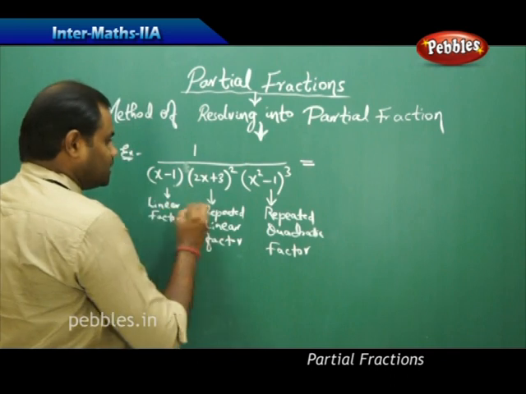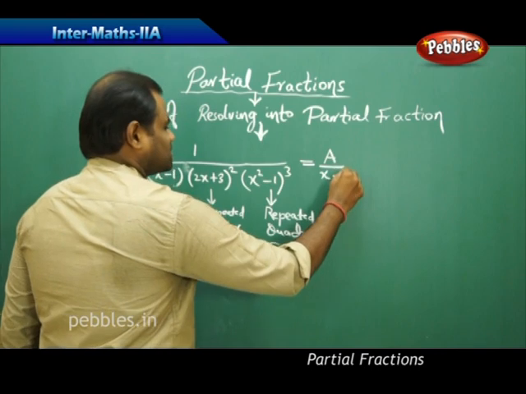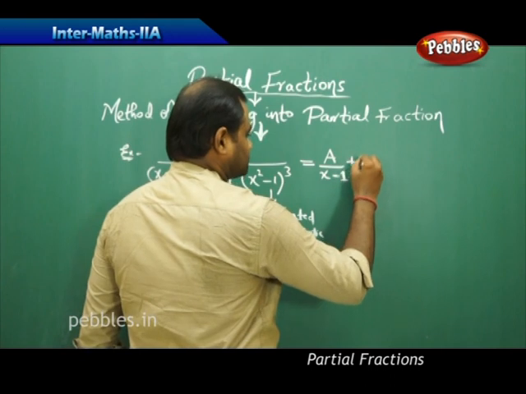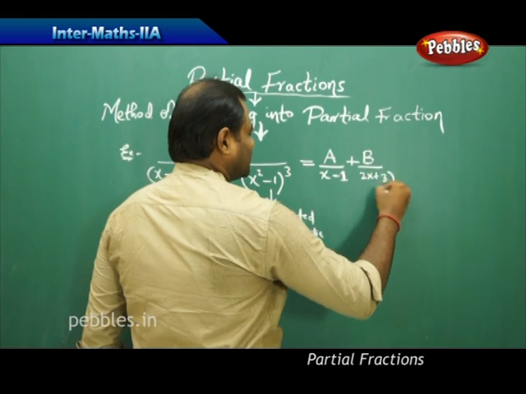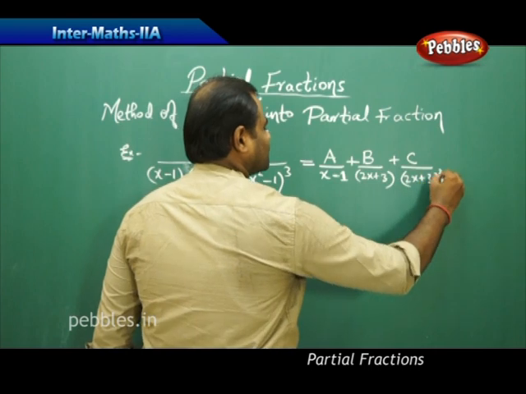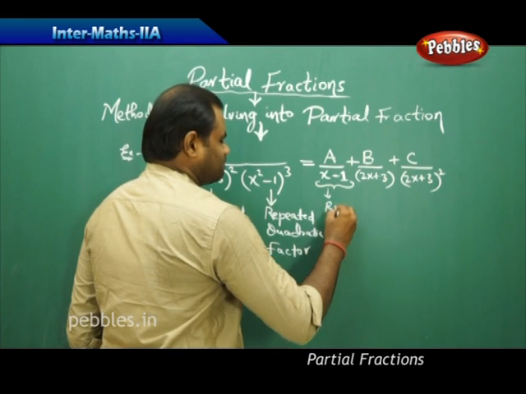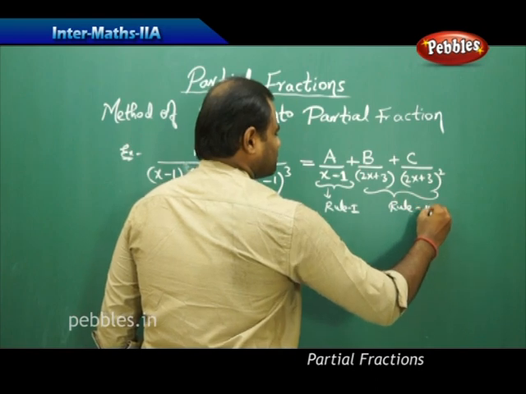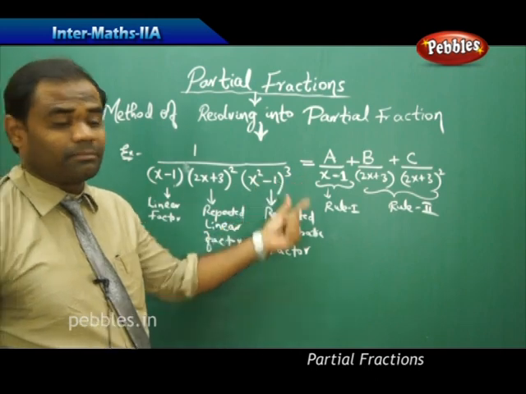Now here, this is a linear factor, therefore I have this in the form A by x minus 1. Plus, now this is a repeated factor, so I have the rule 2 which says first the linear factor comes as power 1 and then it comes as 2x plus 3 whole square. So this with rule 1 and this with rule 2, and finally I got to apply rule 3 here because this is a quadratic factor but repeated.